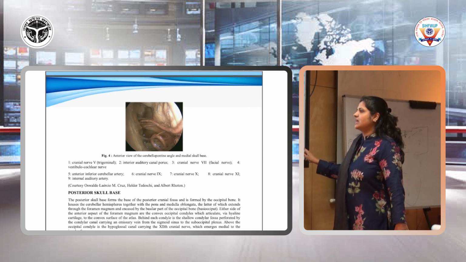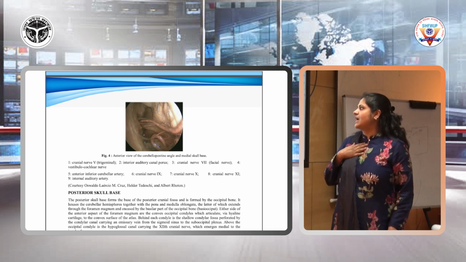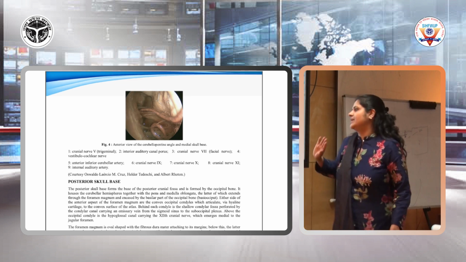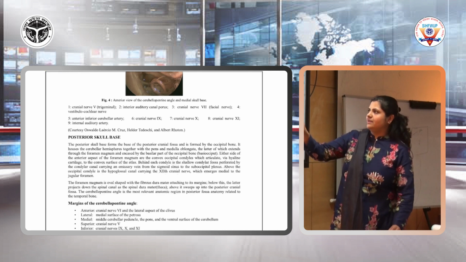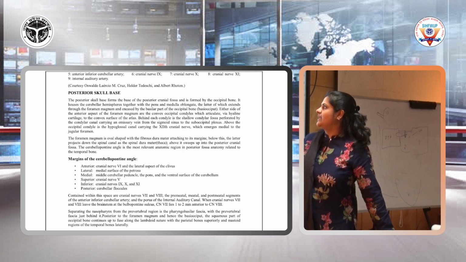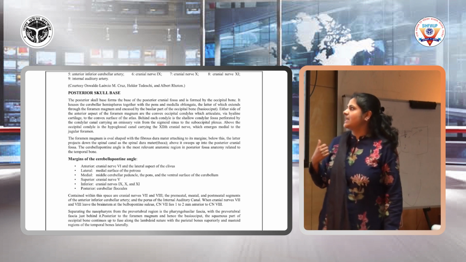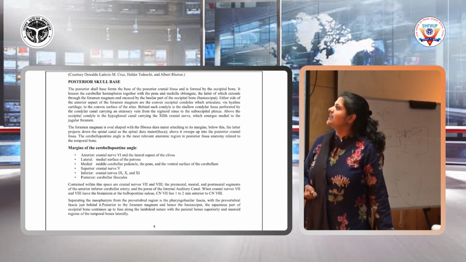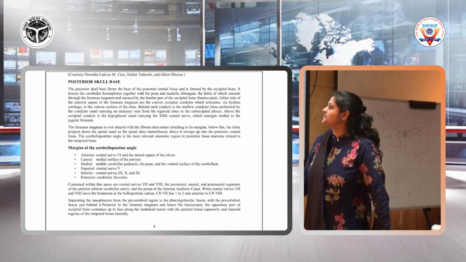Next we come to the posterior skull base. The posterior skull base forms the base of the posterior cranial fossa and is formed by the occipital bone. Foramen magnum is present in the posterior skull base. The important landmark in the posterior skull base is the cerebellopontine angle. The angle is bounded anteriorly by the sixth cranial nerve and lateral aspect of the clivus, laterally by the medial aspect of the petrosa, medially by the middle cerebellar peduncle, pons and ventral surface of the cerebellum, superiorly by the fifth cranial nerve, inferiorly by cranial nerves 9, 10, 11 and posteriorly by the cerebellar flocculus.